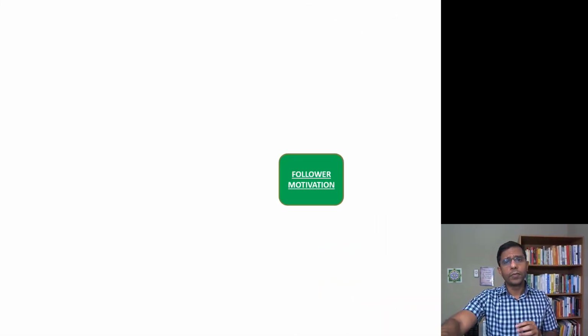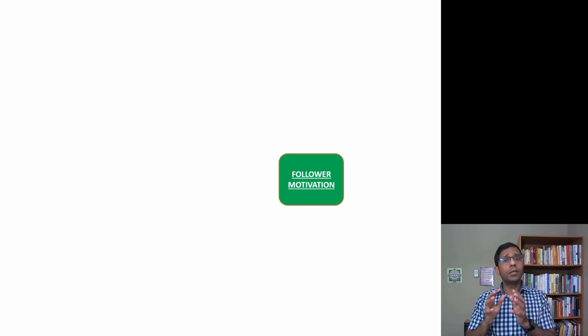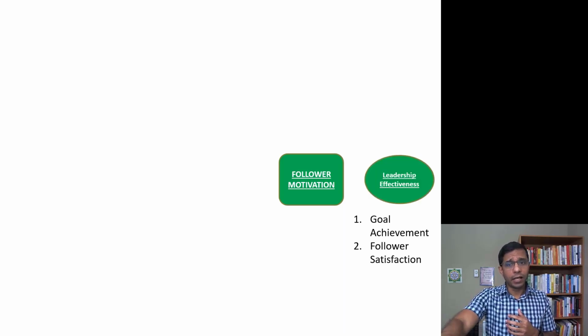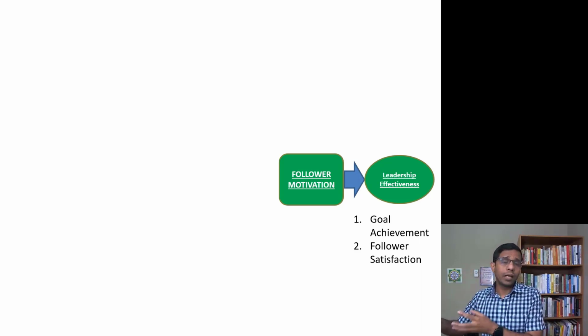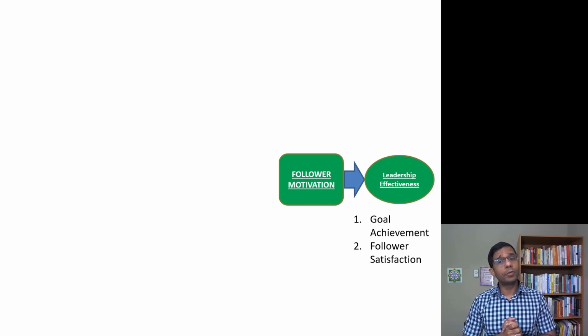As I mentioned before, the primary goal of the leader is supposed to be motivating the followers, follower motivation. The idea behind that is that if followers are motivated, if they are working hard, then they will attain goals, goal achievement, and they will also be satisfied. So those are the two most common ways that we measure leadership effectiveness.